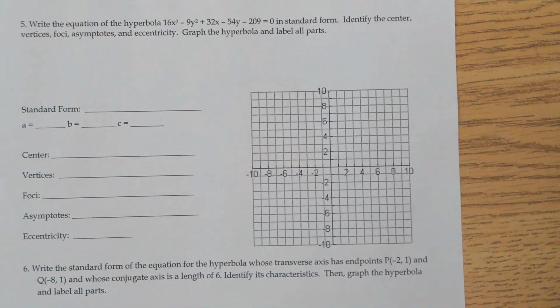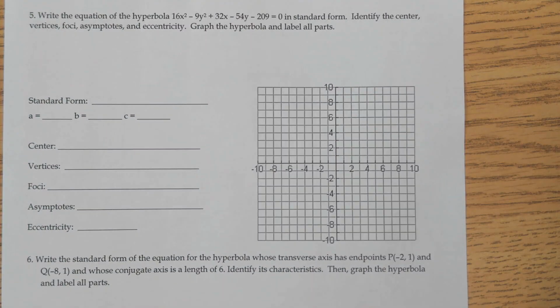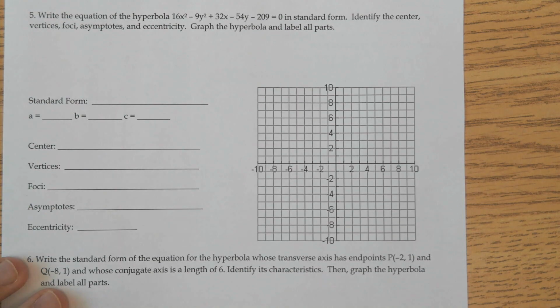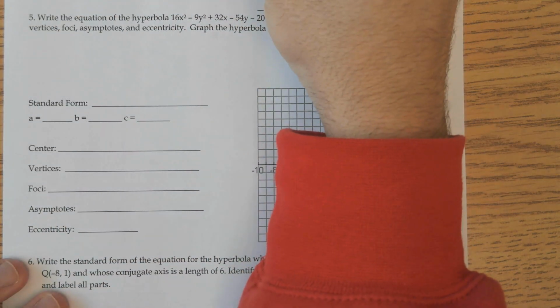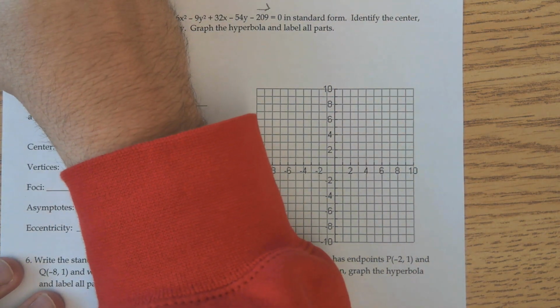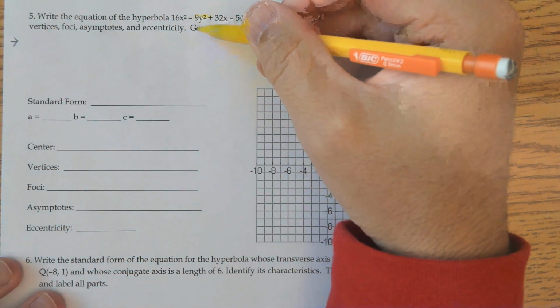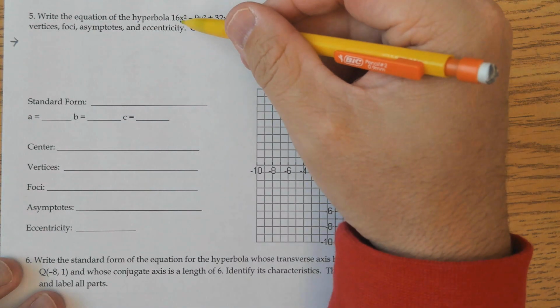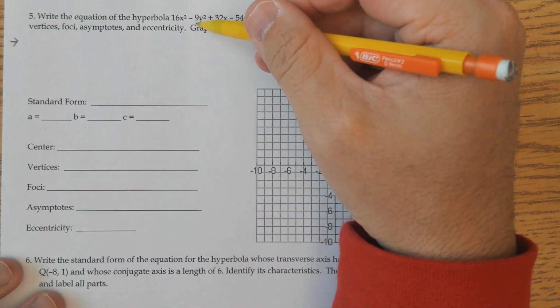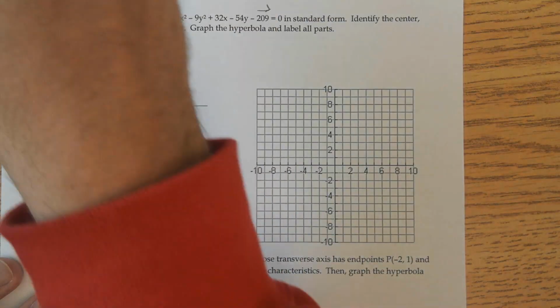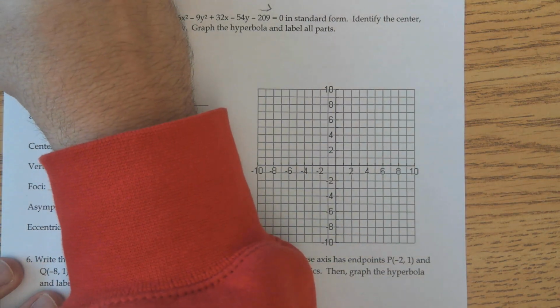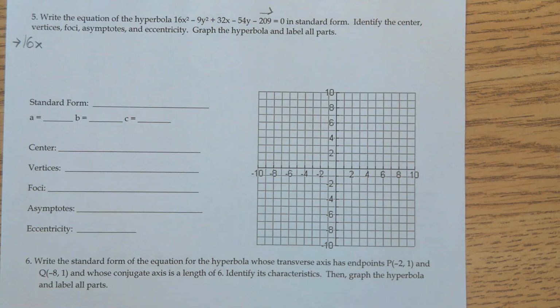Okay, 2 more on the back here. So we've got, write the equation of the hyperbola in standard form, identify the center, vertices, foci, graph, and label all that. Okay, so we need to go ahead and complete the square. So I'm going to move that over, okay, and I'm going to move the positive values in front first. So 16. So again, how do we know this is a hyperbola? Look at the value for the x squared is positive, the value for the y squared is negative. One of them is going to be negative. So I'm going to be left with this. So I'm going to have 16 x squared.